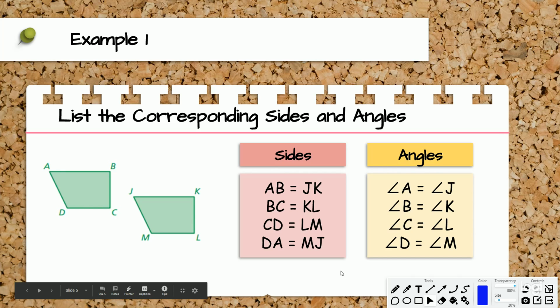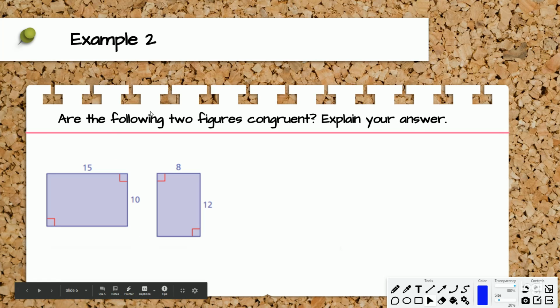All right, on the next one we have, are the two figures congruent? And we need to explain our answer. So when I'm looking at these two shapes here, the one thing I can notice right away is that I have angles that are matching. These are both rectangles, so every angle is 90 degrees, which means do they have matching angles, which is yes, they do.